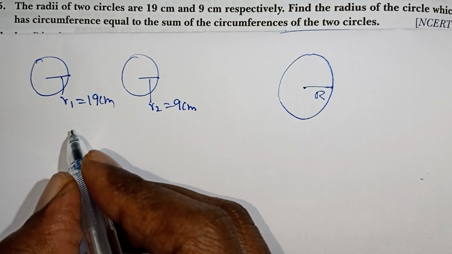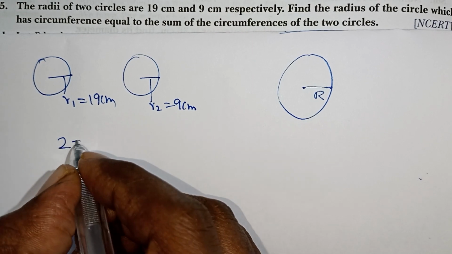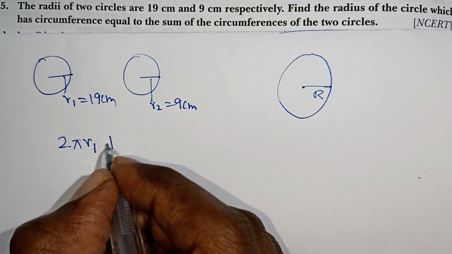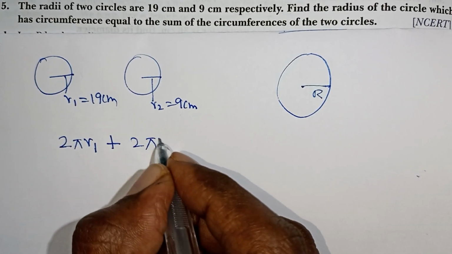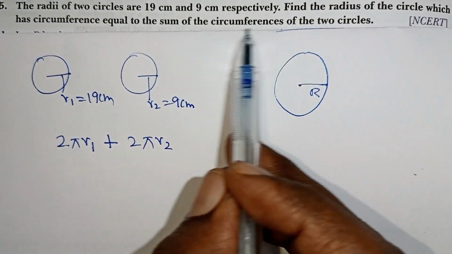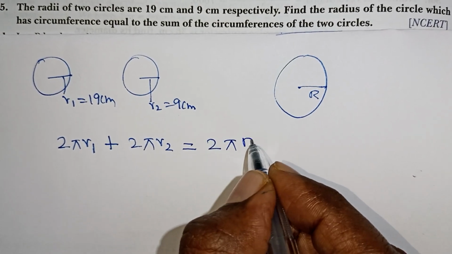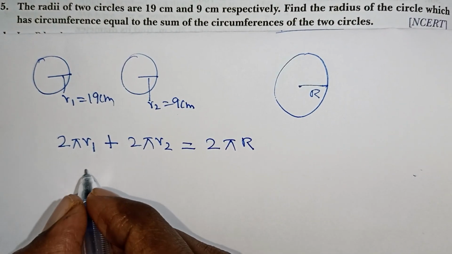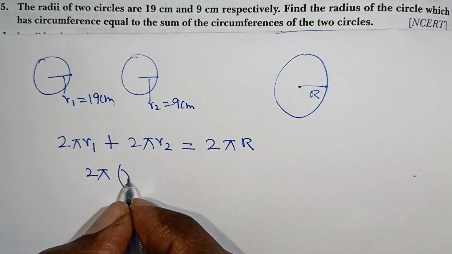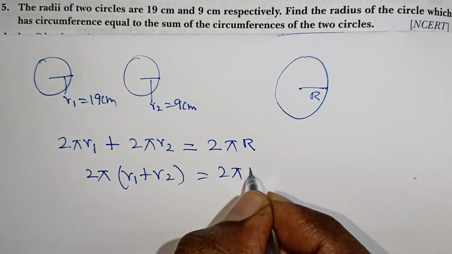the question. So we can say that the circumference of the small circle will be 2 pi r1 for the first circle. For the second circle it will be 2 pi r2. The sum of the circumferences of the two circles will be equal to the circumference of the new circle, 2 pi capital R, we can write it. Take the 2 pi as a common term outside. Here we have R1, here we have R2, which is equal to 2 pi capital R.